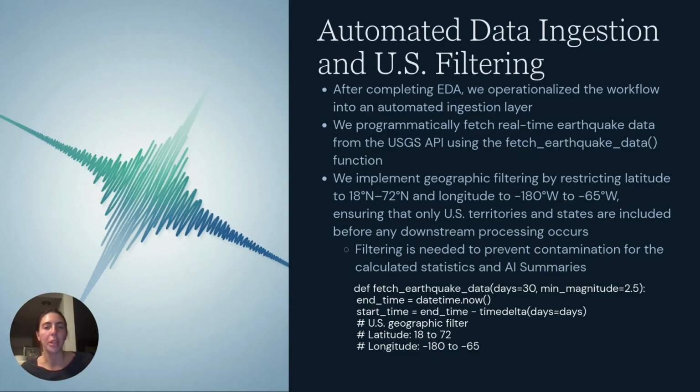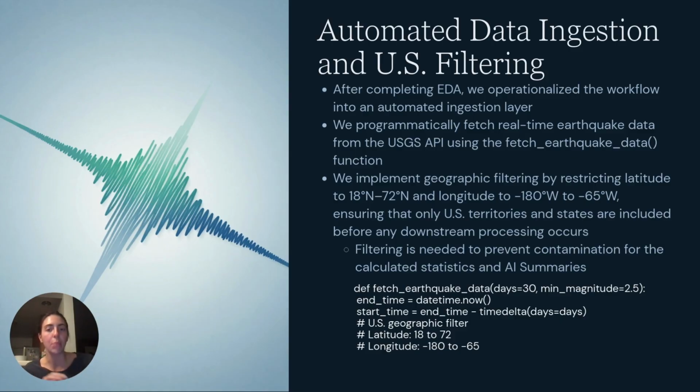So now we move from exploratory analysis into automation. Instead of working with a static dataset, we built a live ingestion layer that pulls the earthquake data from the USGS API. The fetch earthquake data function retrieves the last 30 days of earthquakes at a magnitude of 2.5 or higher. What's important to note here is that we enforce the US-only geographic filtering before any downstream processing. We do this by restricting the latitude and longitude to the defined US boundaries, and we ensure that every record that is entering the pipeline is geographically valid.